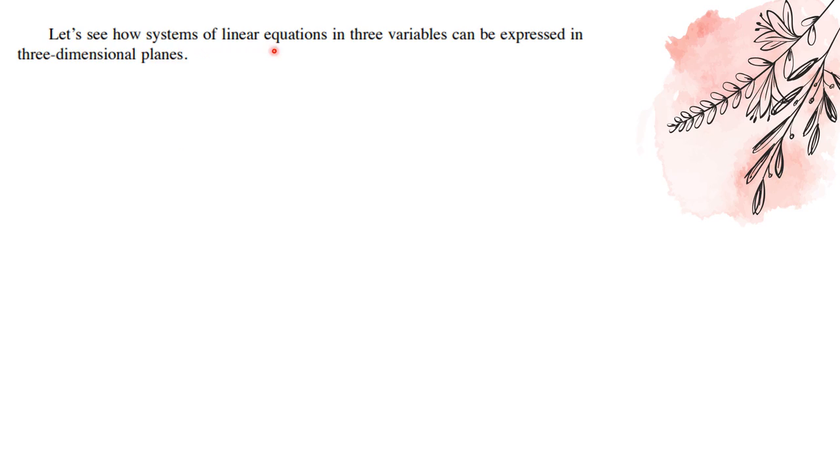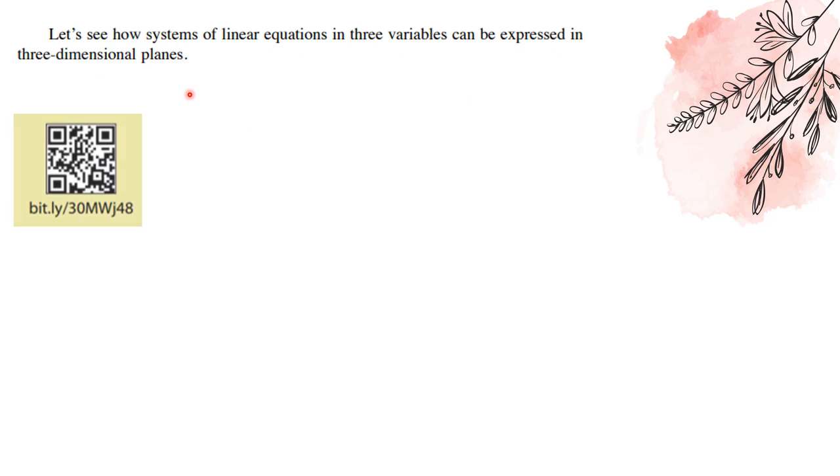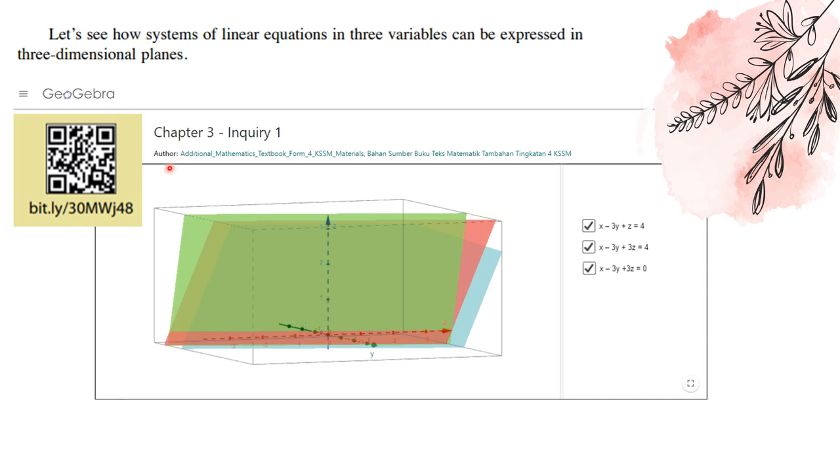Let's see how a system of linear equations in 3 variables can be expressed in a 3-dimensional plane. Okay, you can try this activity by scanning this QR code or going to this link. So this is the result, or this screenshot. Okay, GeoGebra software. So you can see there are three axes here. The green line here represents the y-axis. The red line here represents the x-axis, and the blue vertical line here represents the z-axis.